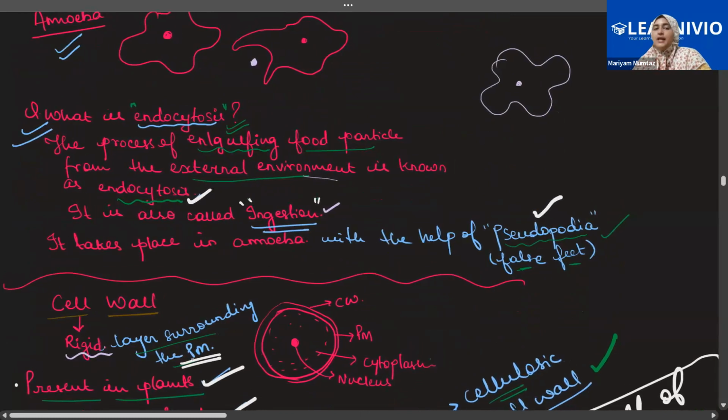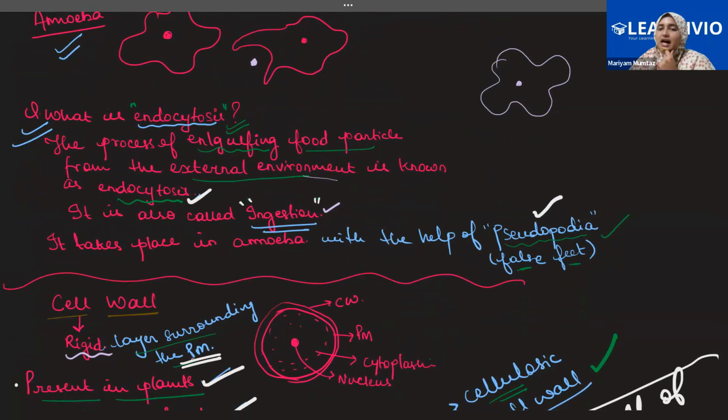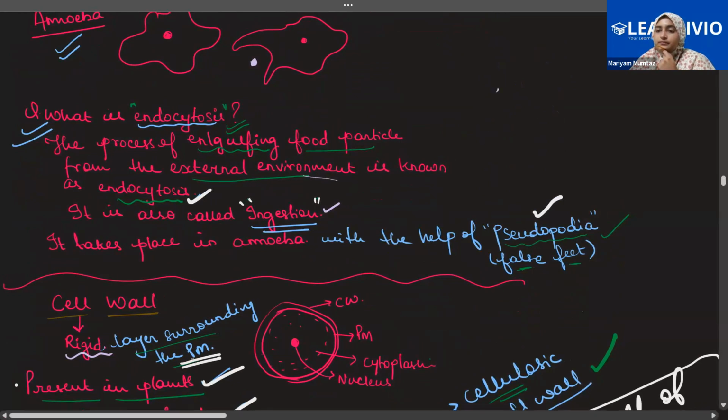It comes under the plasma membrane heading only. Now, endocytosis mostly takes place in amoeba. How many of you have heard about amoeba? Their structures are like this, isn't it? This is how you draw an amoeba, the easiest drawing in biology.